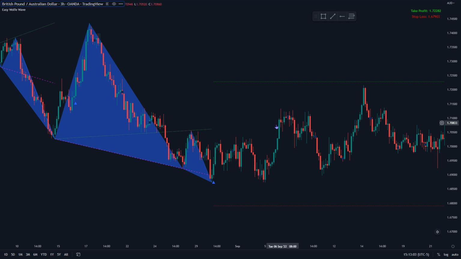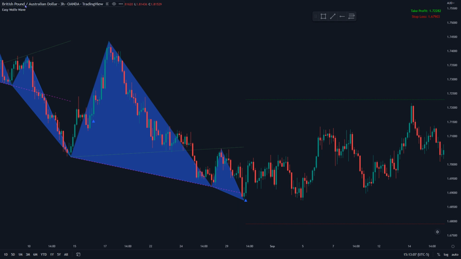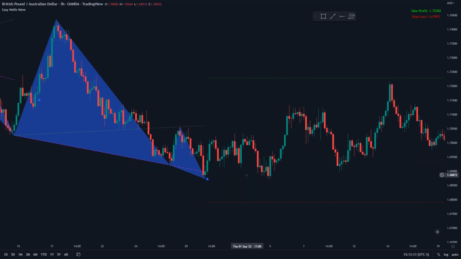And now one more last example I want to go over. Got the British pound, Australian dollar, 3-hour chart here. This bullish pattern. Now, again, I want to reiterate, this is giving you a bias. This is giving you a direction.